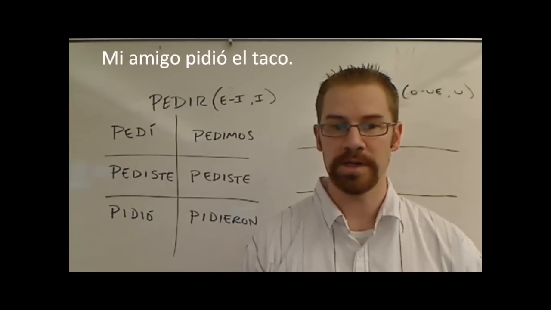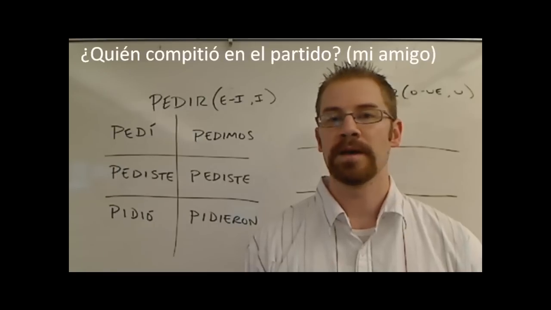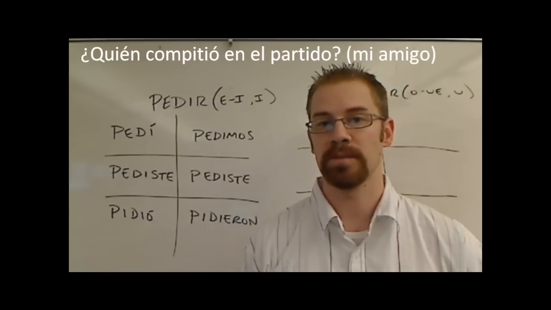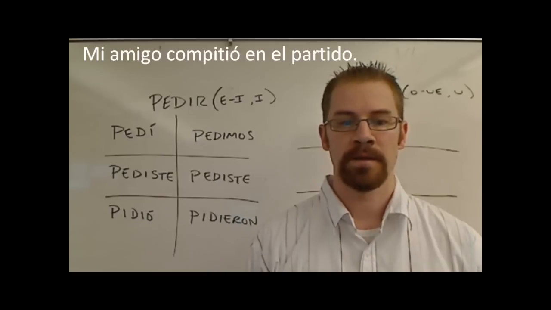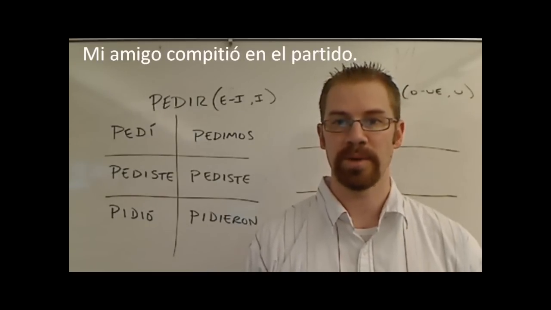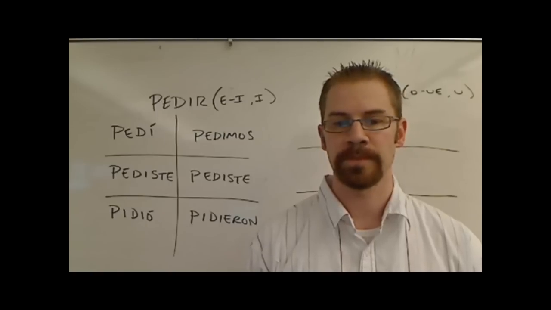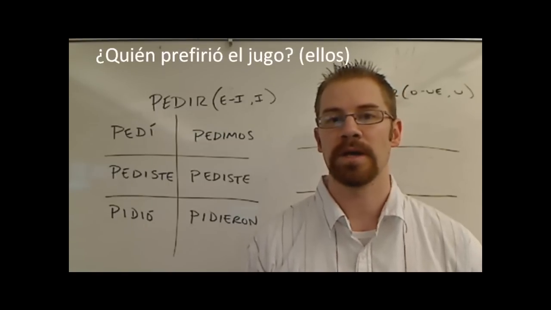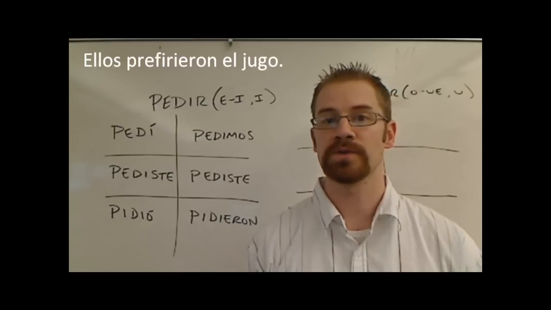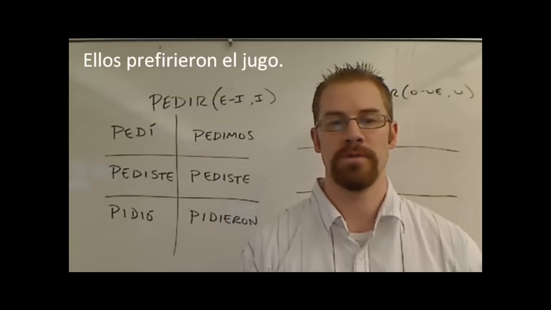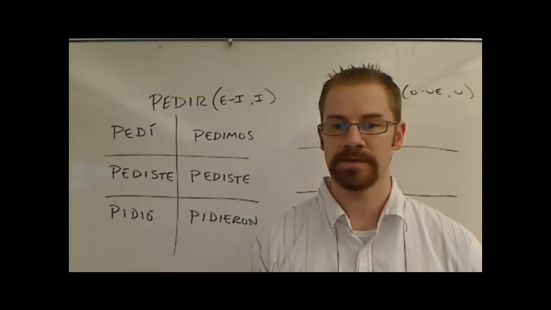Pues el número 1 es, ¿quién compitió en el partido? Mi amigo compitió en el partido. El número 2. ¿Quién prefirió el jugo? Ellos prefirieron el jugo. El número 3.